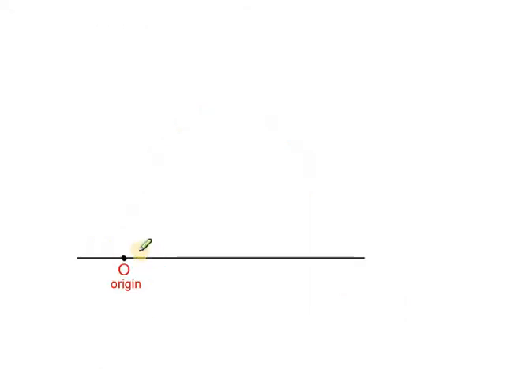Here we have a horizontal plane and an origin. A ball starts from the origin. In this case, the position vector and displacement vectors are exactly the same.